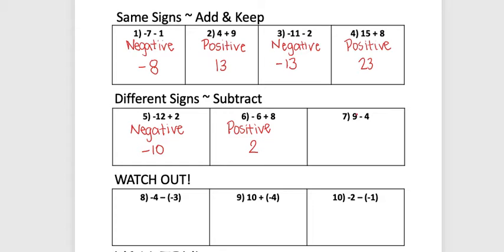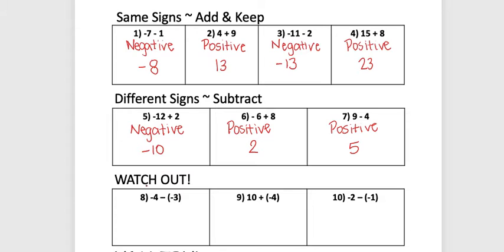Question 7, we have 9 minus 4. So again, we take the sign of the greater number. That number is 9 because 9 is bigger than 4, so our answer is going to be positive. And 9 minus 4 is 5. And again, our 9 is greater, so it is a +5.